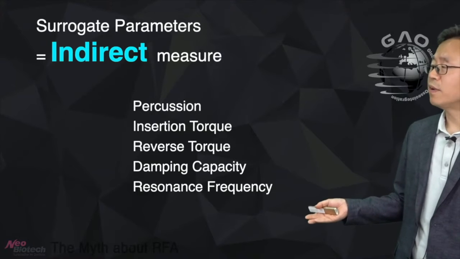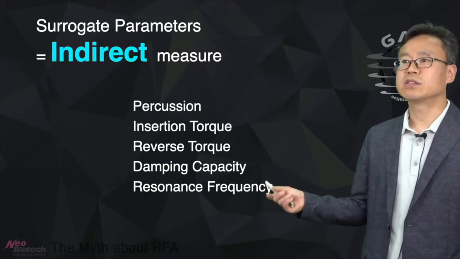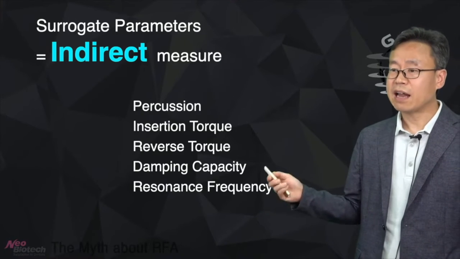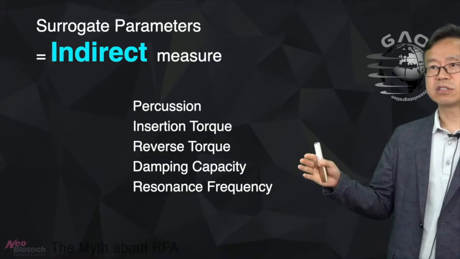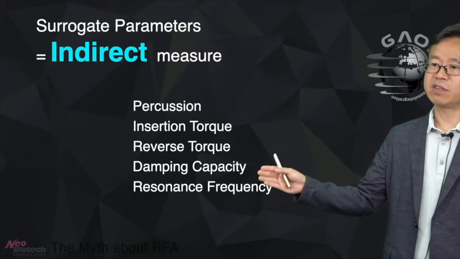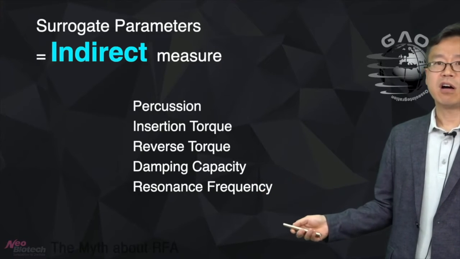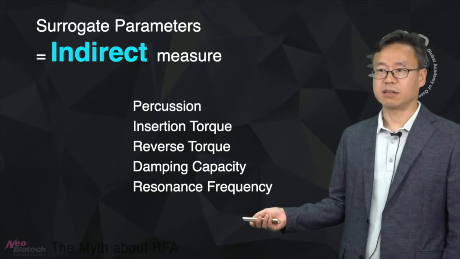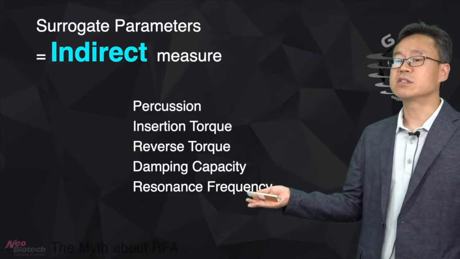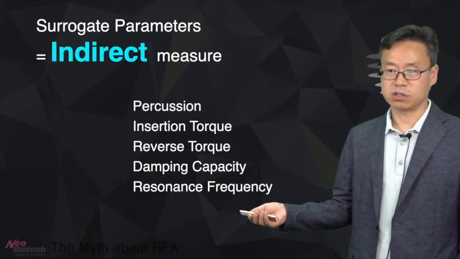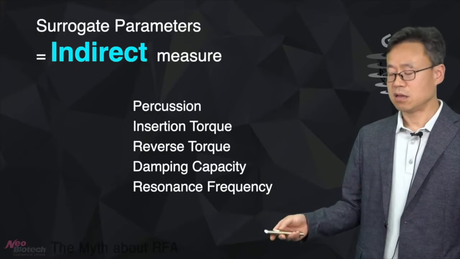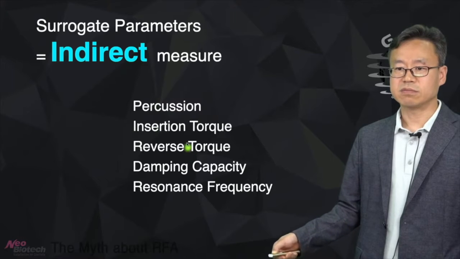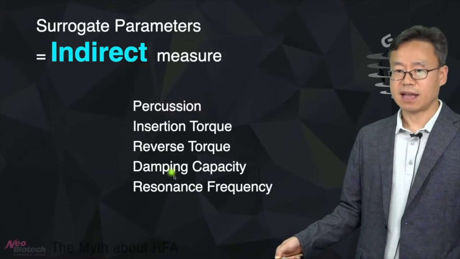When we say we evaluate implant stability with a certain method or instrument, it means this: we are not really measuring the actual displacement or mobility of implant. We are measuring something else to assess the mobility indirectly. We're measuring surrogate parameters. All these methods, we're not really measuring the actual mobility.